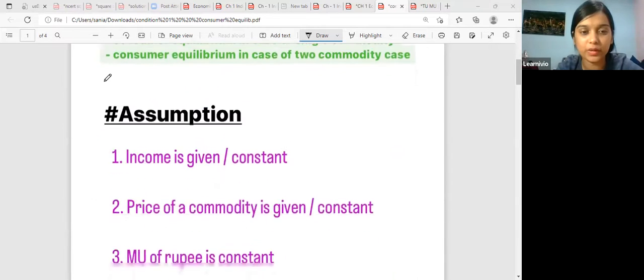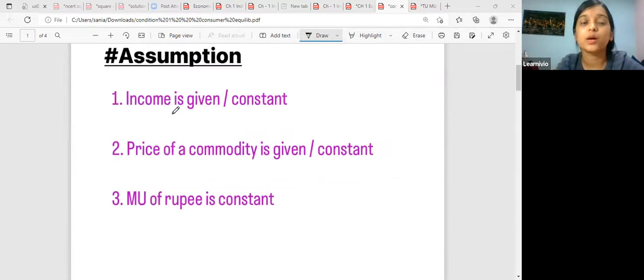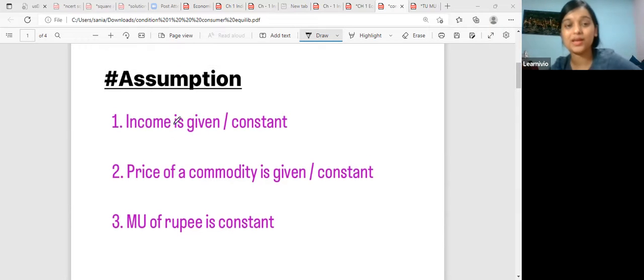Next one, we'll be doing the assumption. If you are making a graph, you have to assume something, right? Because then Laviva will be saying, ma'am, this can be this, and Jana will be saying this can be this. So, assumption. First, your income is given, like the examiner will be giving you the income that you have.